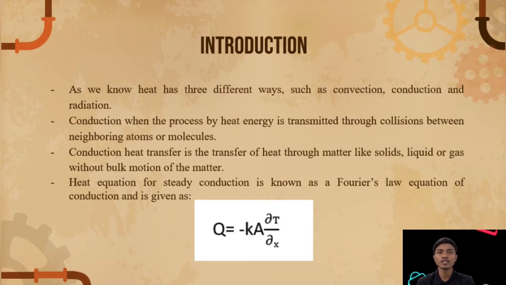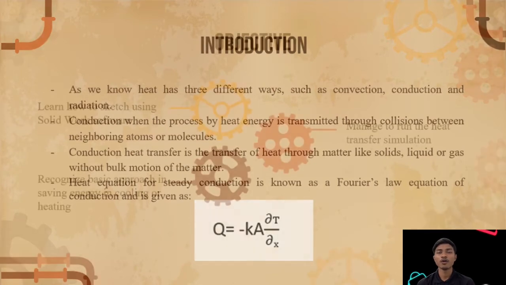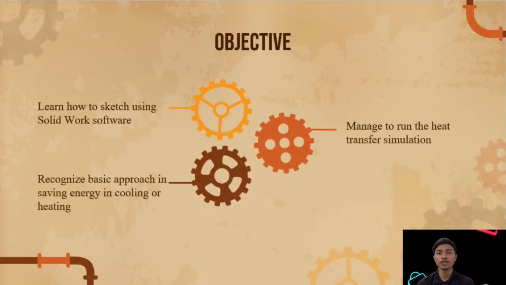Conduction heat transfer is the transfer of heat through matter like solids, liquid or gas without bulk motion of the matter. The heat equation for steady conduction is known as Fourier's law of conduction, and the equation is already given. For objectives, we have three objectives.